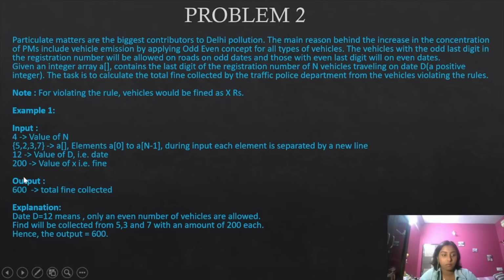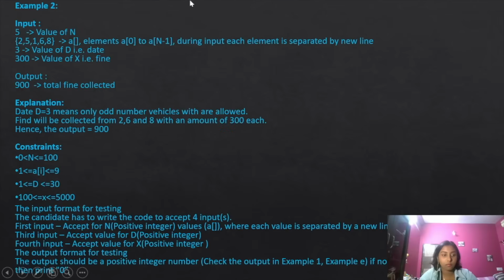537 is odd, that means 200 into 3. So they will take 200 rupees from each car. That means 200 into 3 would give me 600. That's what is written in the explanation. Date 12 means only an even number of vehicles are allowed. Fine will be collected from 537 with an amount of 200. Hence, output is 600.